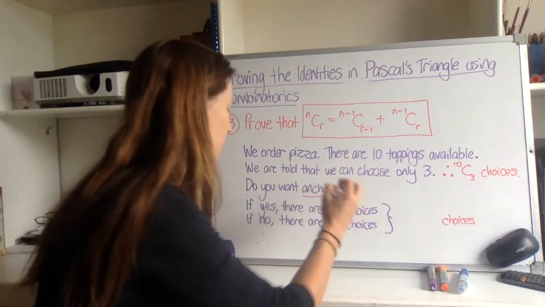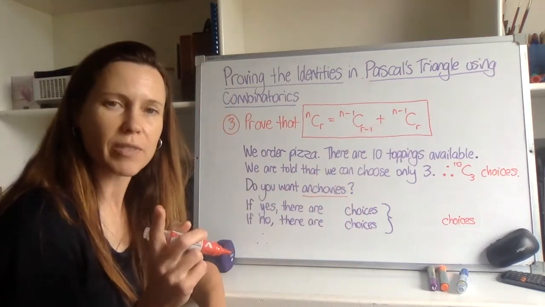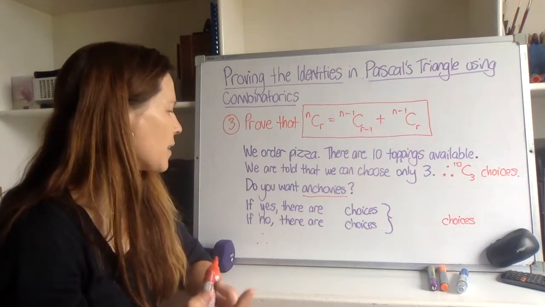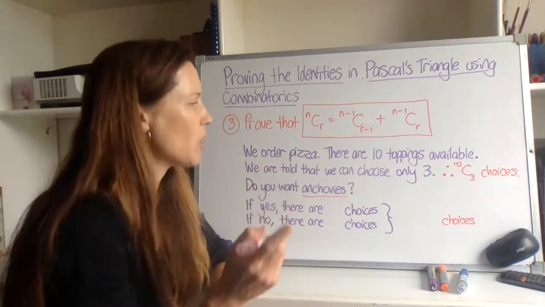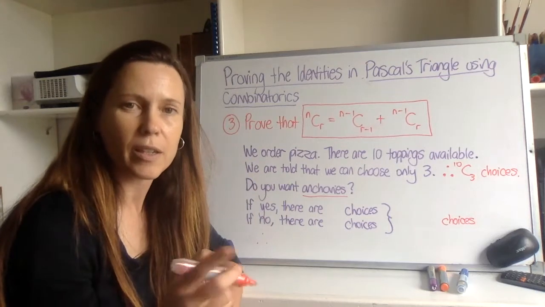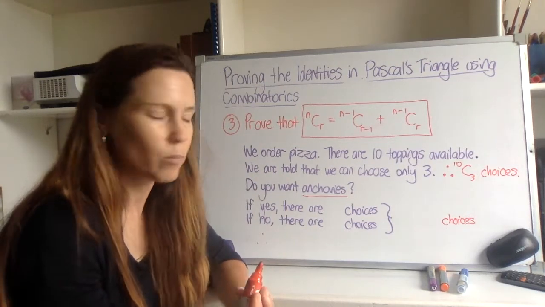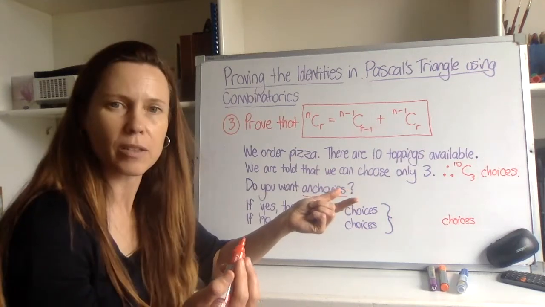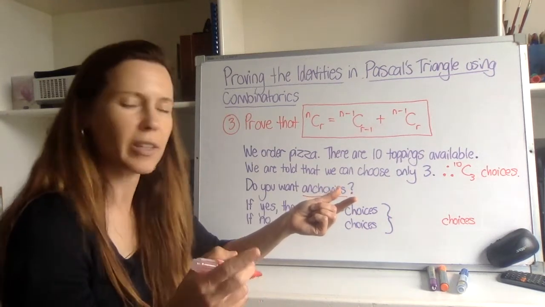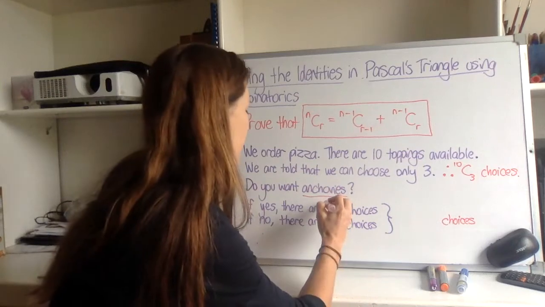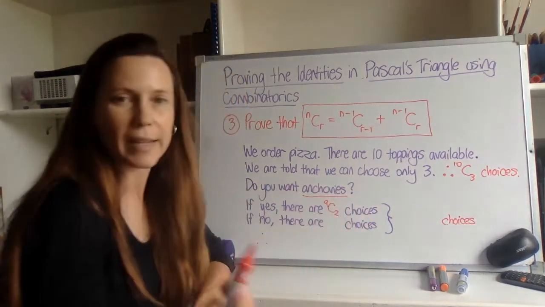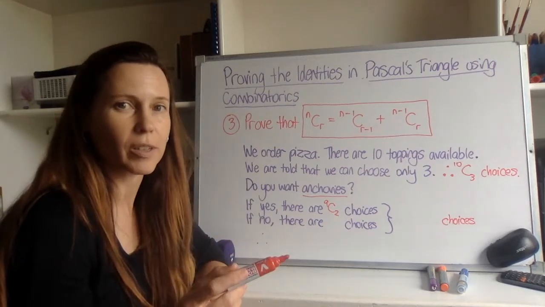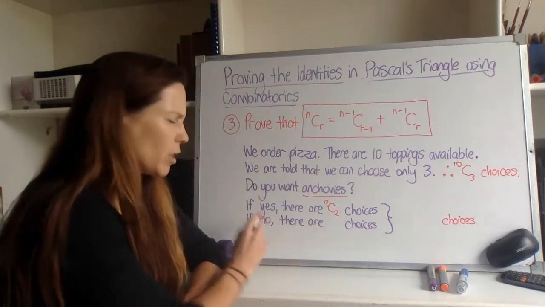Do you want anchovies? Well, if you do want anchovies, that's going to be one of your 3 choices, isn't it? So how many ways can you order the pizza with 3 toppings if one of the toppings you've already chosen? It's the anchovies. Well, you need 2 more toppings. Out of how many to choose from? Not 10, only 9. Right, so there's 9 choose 2 ways to get a pizza with 3 toppings that's got anchovies on it.